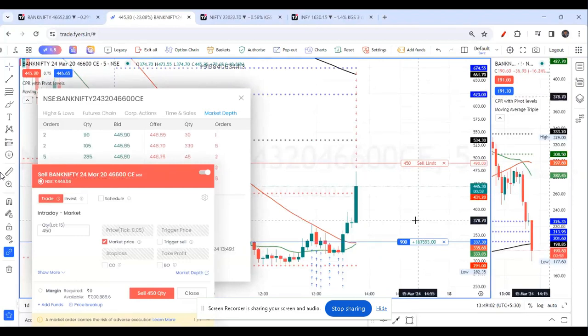Yesterday the only mistake we did was huge quantity. Even the stop loss 50 points was fine, but placing 100 lots in a range bound market like yesterday was the mistake.